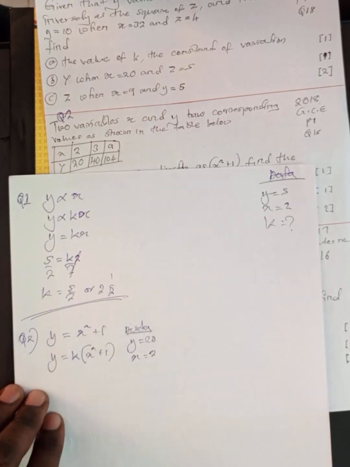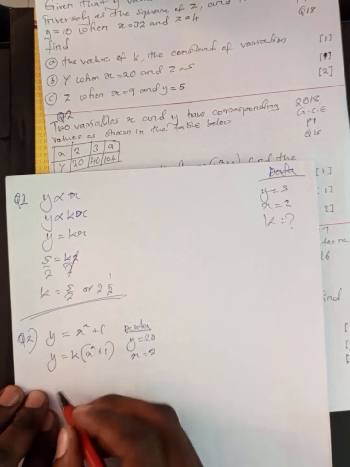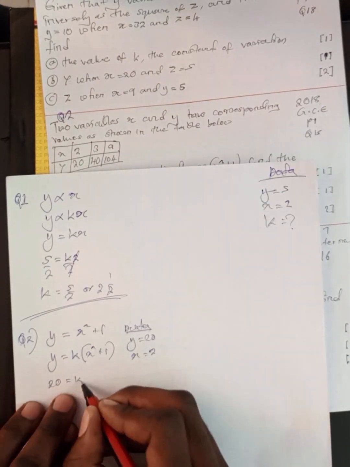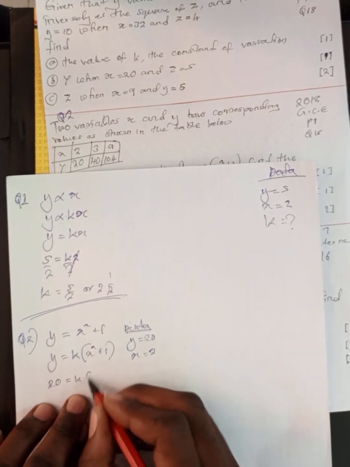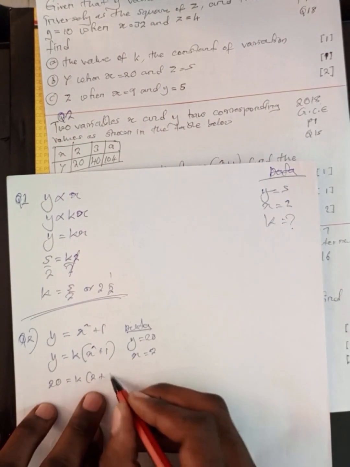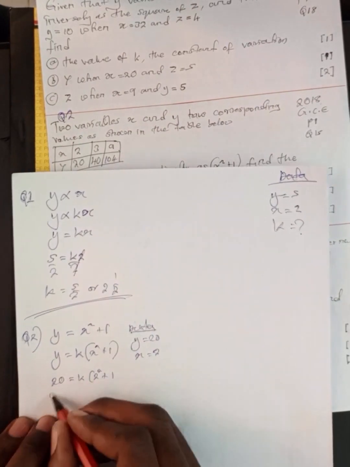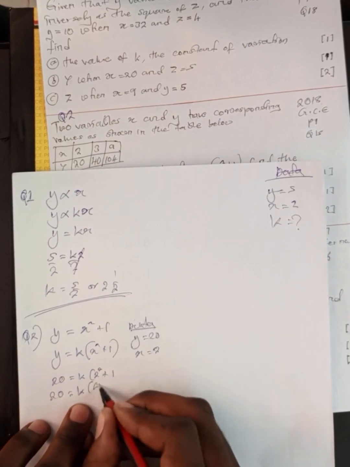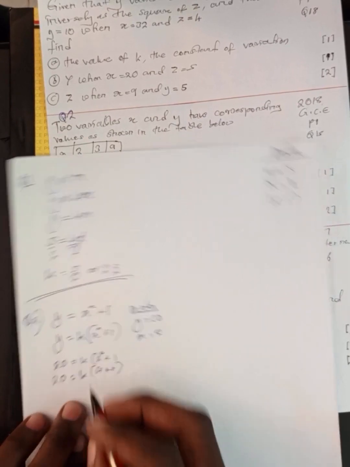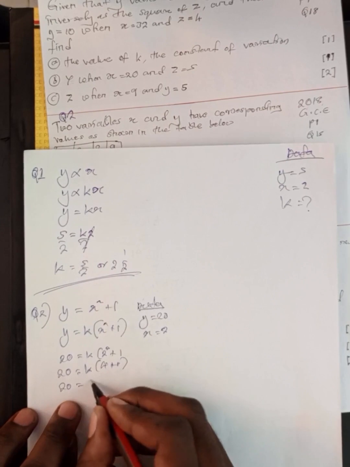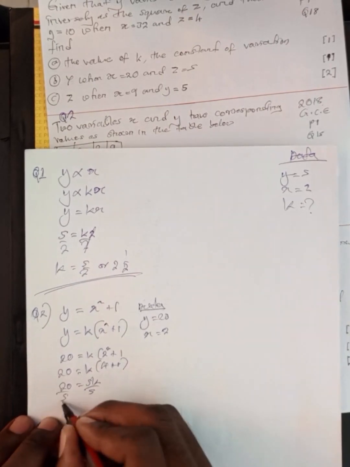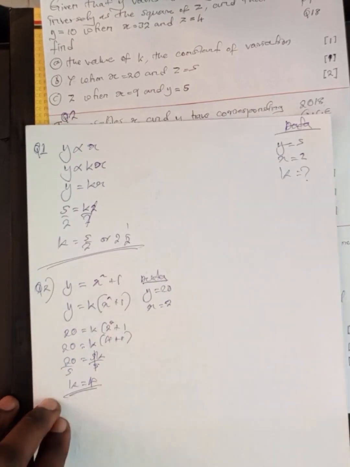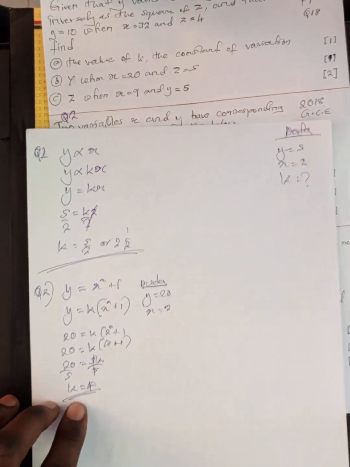So here we're going to have y is equal to 20, then our k, then x is equal to 2, meaning here we're going to have 2 squared plus 1. 20 here is equal to k. 2 squared is 4, plus 1, it is 5. Then 20 there, we are going to have 5k, over 5, over 5. What is the value of k? It is 4. So that is the value of k.